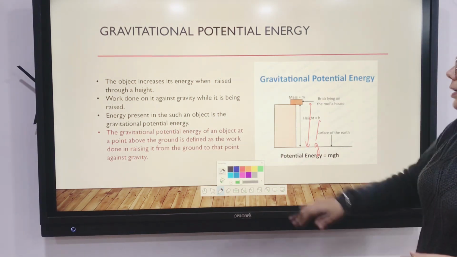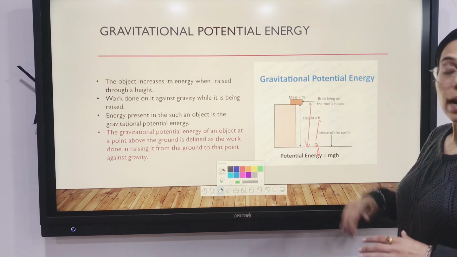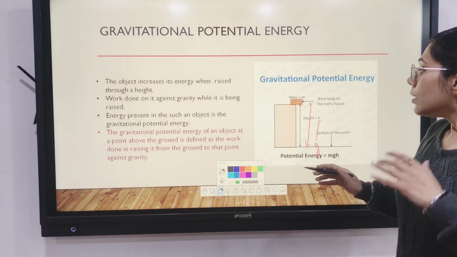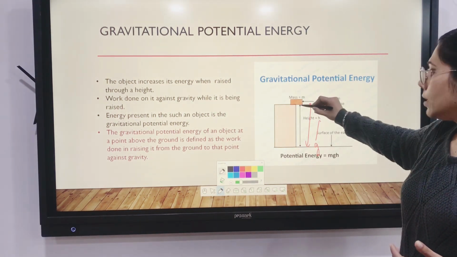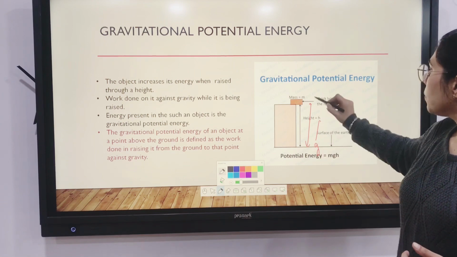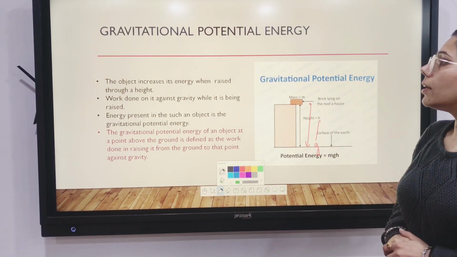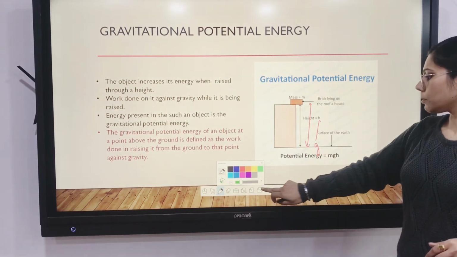So the object will gain some gravitational potential energy at a point above the ground. It is defined as work done. We are raising the object to any height, from the ground to any point, and we are doing it against gravity. That is why the name is given gravitational potential energy. Let us proceed.